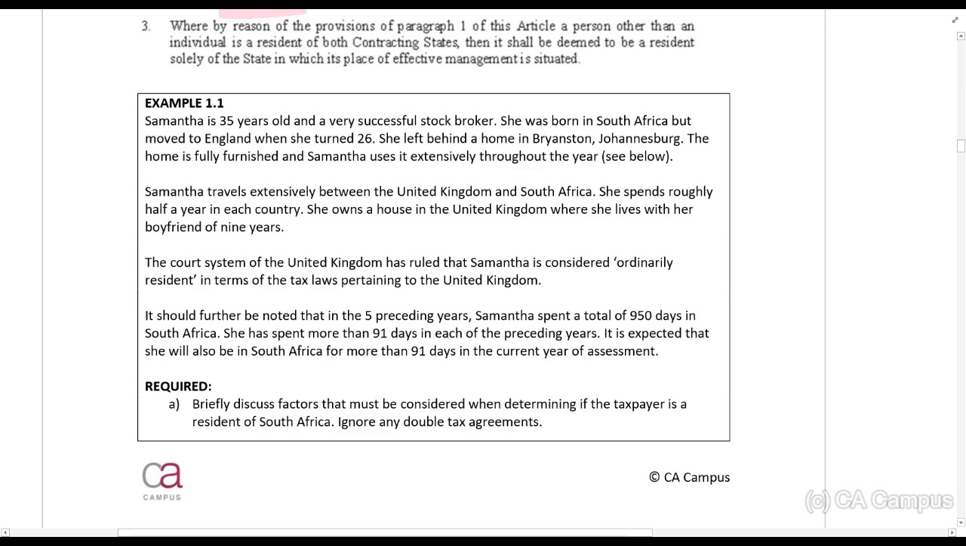She owns a house in the United Kingdom where she lives with a boyfriend of 9 years. The court system of the United Kingdom has ruled that Samantha is considered ordinary resident in terms of the laws pertaining to the United Kingdom. It should be further noted that in the 5 preceding years, she spent a total of 950 days in South Africa. She spent more than 91 days in each of the preceding years, and is expected to be in South Africa for more than 91 days in the current year.